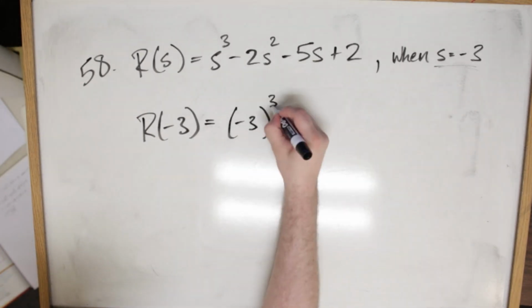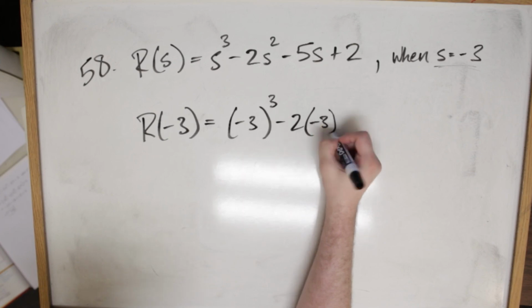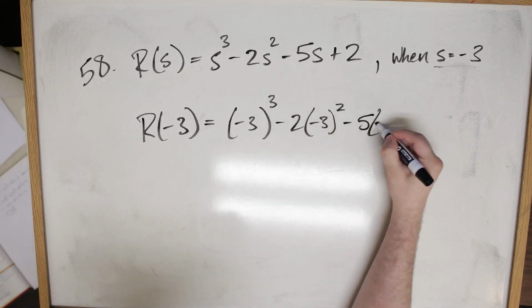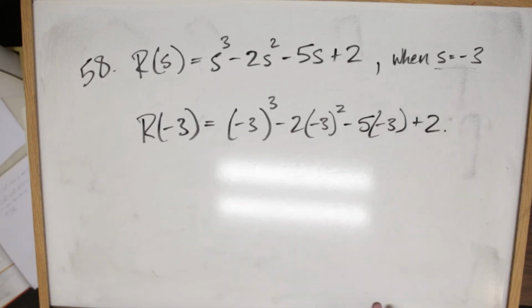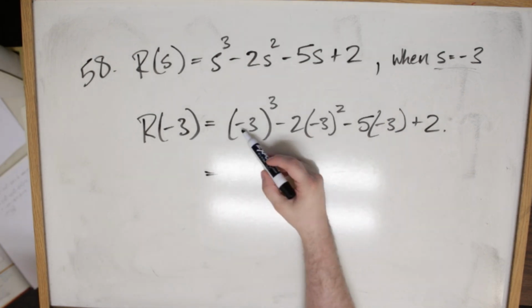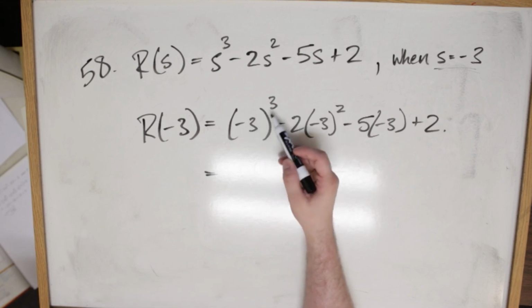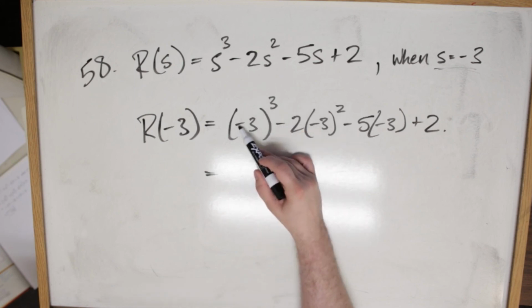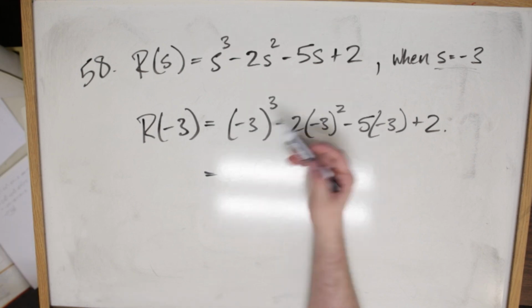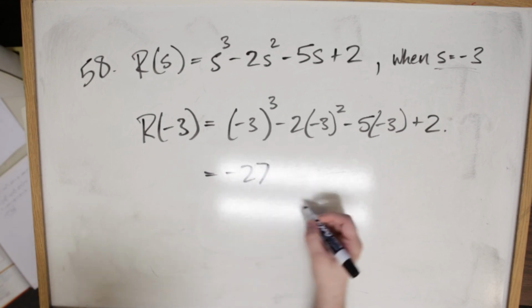So minus 3 cubed minus 2 times minus 3 squared minus 5 times minus 3 plus 2. Again, I'm going to do some mental math here, so try to follow along, and if I'm going too fast, just slow the video down to the appropriate speed. We're looking at minus 3 cubed. So 3 cubed is going to be 3 times 3, which is 9, times 3, which is 27. Since there's a minus in front and the minus is multiplied 3 times, it's going to stay minus. So this is going to be a minus 27.